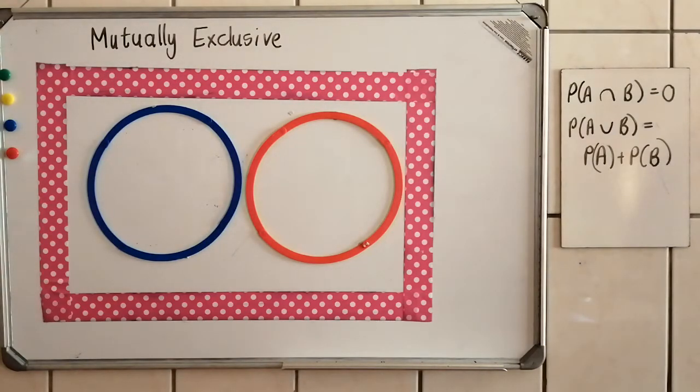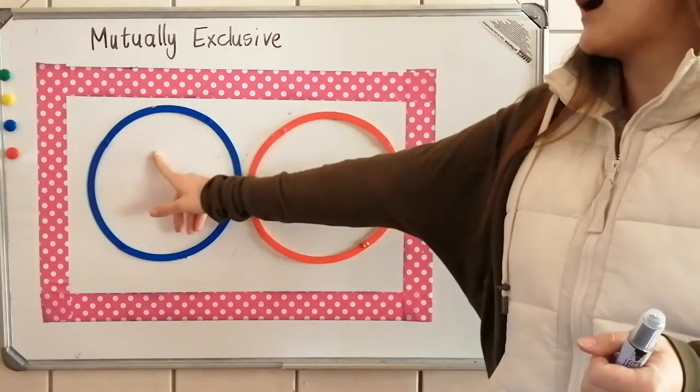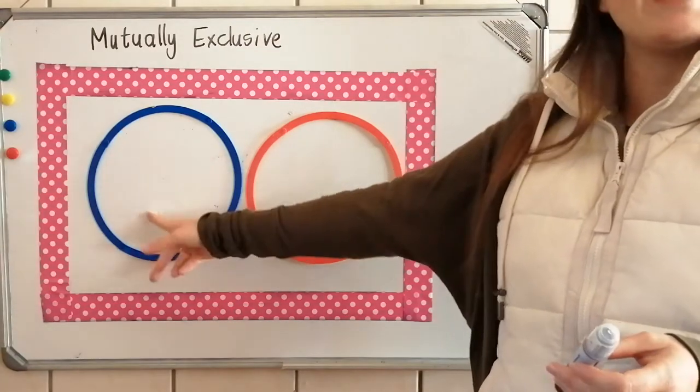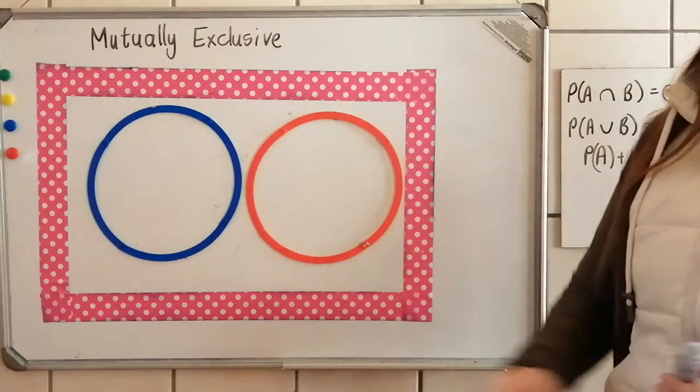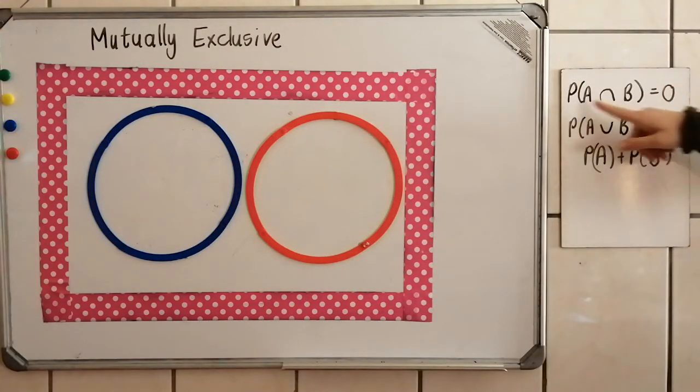What is an example of mutually exclusive? It would be like if I had a deck of cards and I asked you to put all the queens into my blue circle and all my kings into my red circle. So I'd have a queen of hearts, a queen of diamonds, a queen of spades, a queen of clubs. And I'd have a king of hearts, a king of diamonds, a king of spades, a king of clubs. And I said to you, what is the probability of getting a queen and a king? Do you see the chance of me pulling out one card that is both queen and king is impossible?